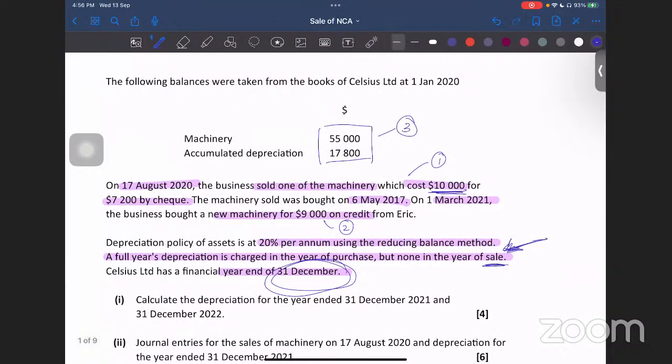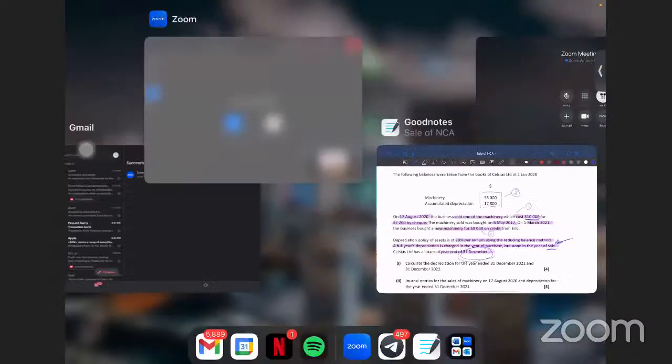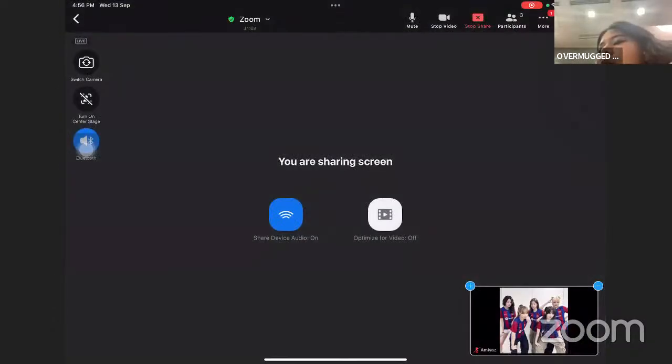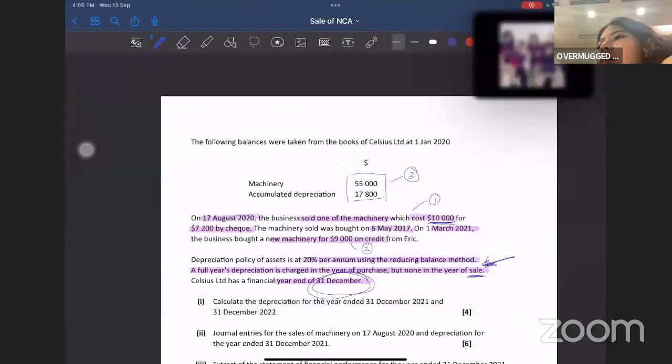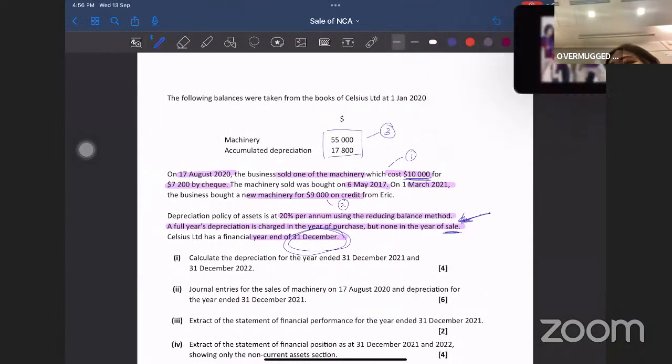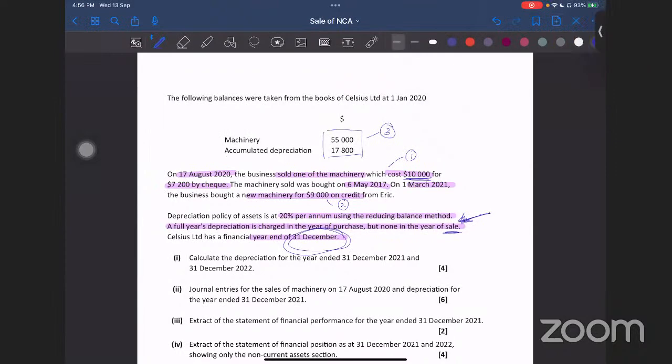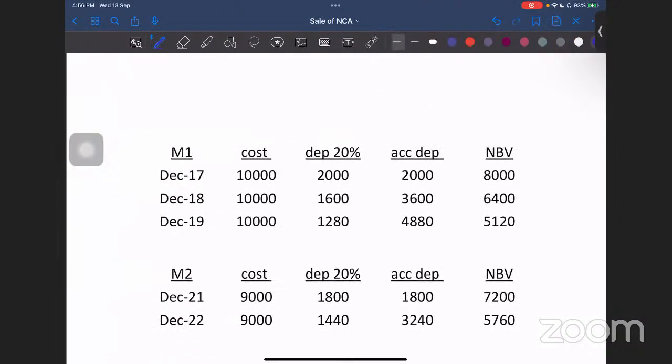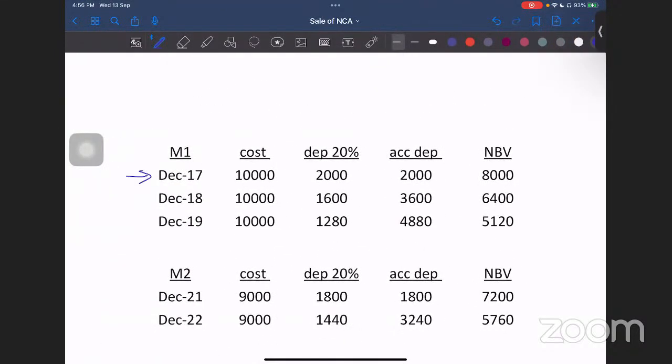So for here, the first year end will be December 2017, right? December 2017. So for here, can you see that my first year, I will start like that.